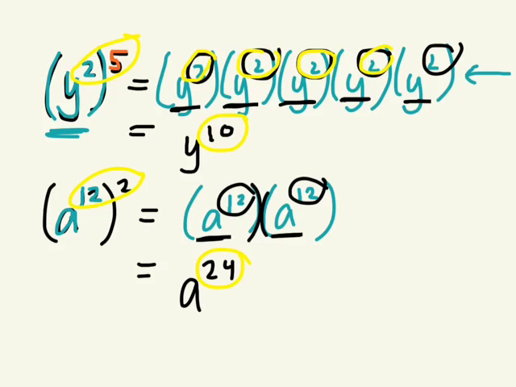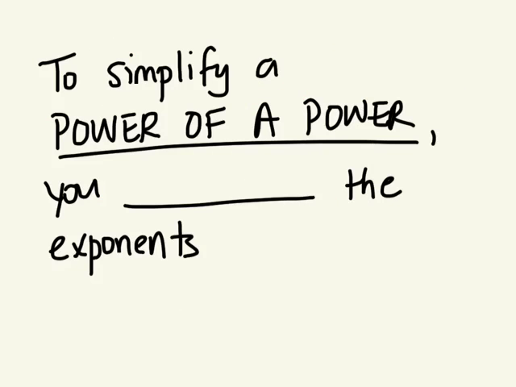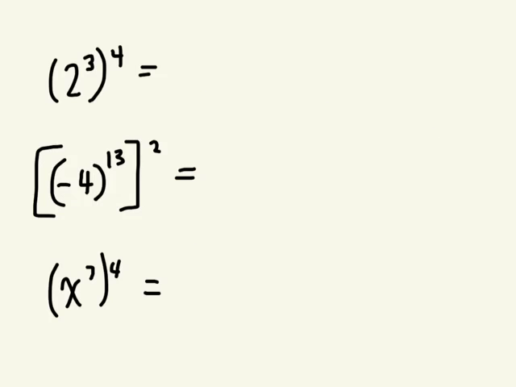So the final rule, look here. To simplify a power of a power, what's the shortcut? What do you have to do with the exponents? Multiply the exponents. Good. Based on the rule, what is 2 to the power of 3 to the power of 4 as a single power? 2 to the power of 12. All we had to do was multiply the exponents. What about the next one?